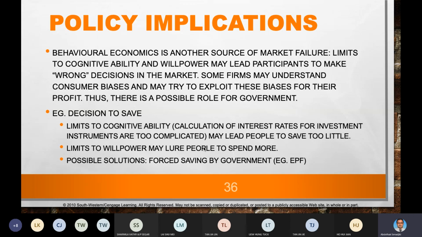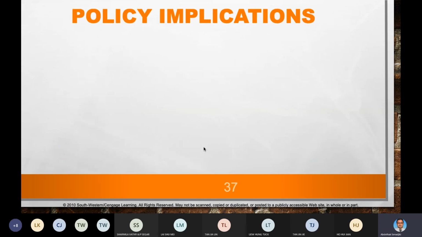For example, the government in Malaysia forces employees to save in EPF. 11% from the employees, and up to 18% from the employer. So employees and employer, both of them. So in total around 25 to 30% of the monthly salary should go to EPF.